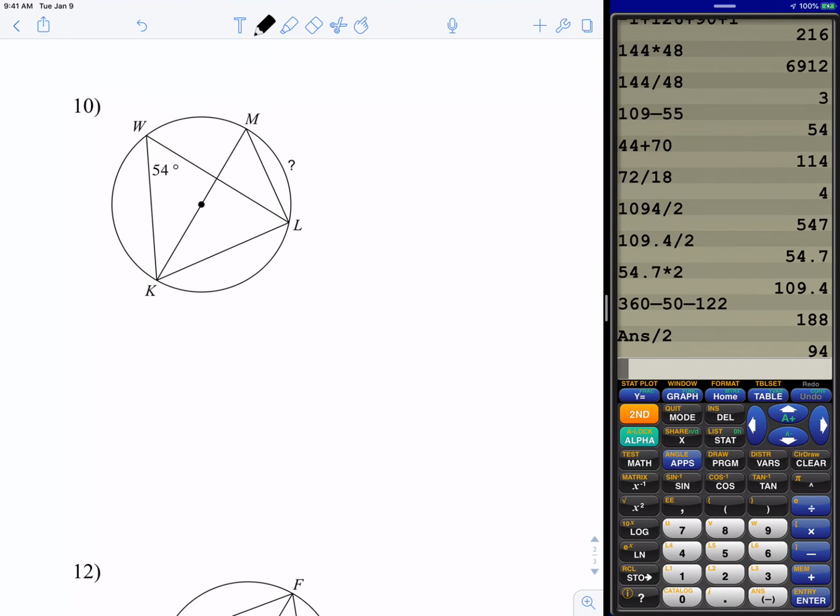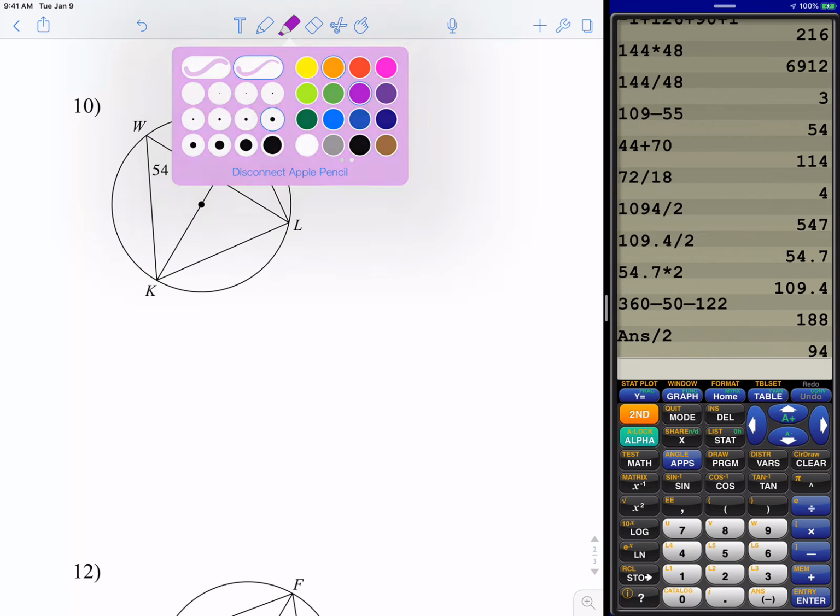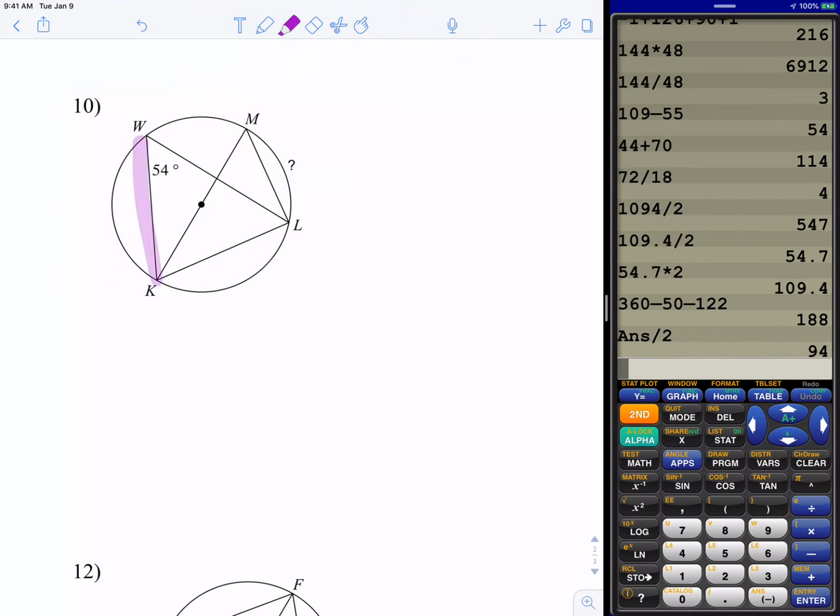Okay, let's look at number 10. So with number 10, I have a 54-degree angle right here. It's always helpful to go ahead and highlight the measurement that you have, because that allows us to find the intercepted arc measure. So that intercepted arc is just double the inscribed angle, right? The intercepted arc is double the inscribed angle. So this is 108 degrees right here.